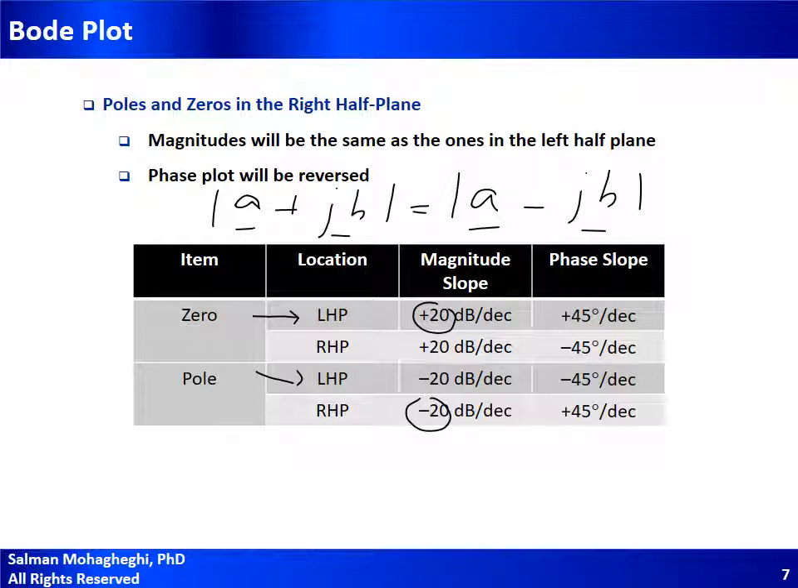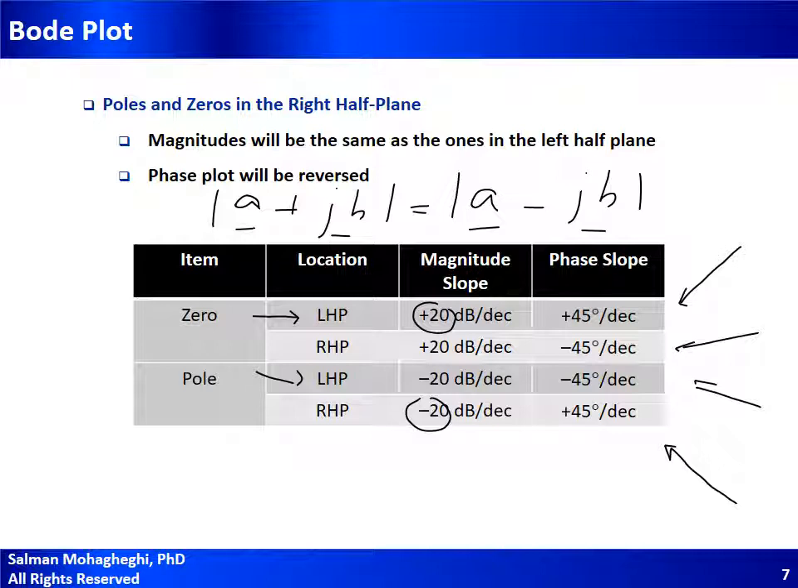So since we know that every zero in the Bode plot for phase angle adds a slope of 45 degrees per decade, if that zero lies in the right half plane, the slope is going to be negative 45 per decade. Likewise for poles, if it's in the left half plane, the angle is going to be negative 45 per decade and plus 45 per decade if the pole is located in the right half plane.